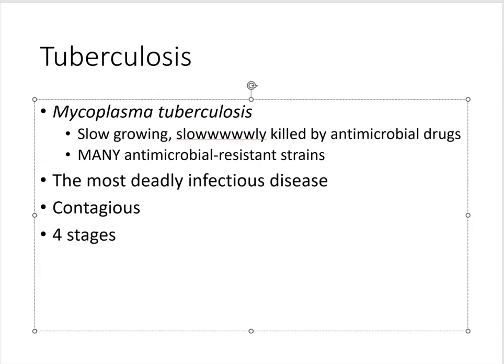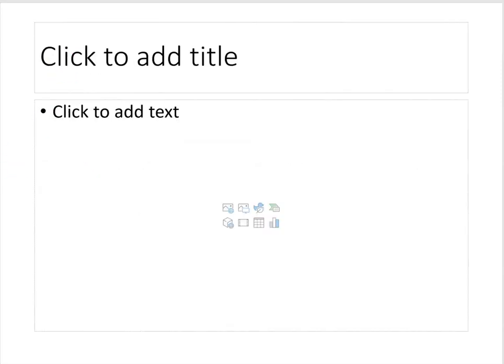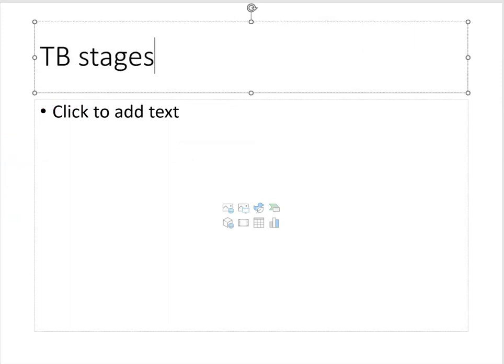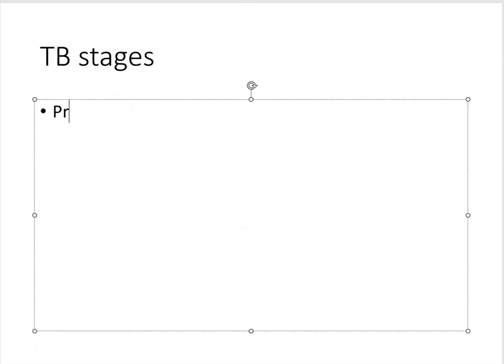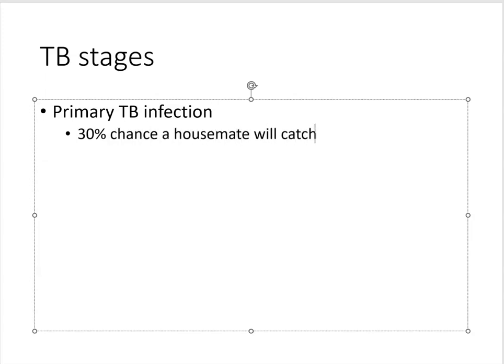I want you to learn the stages of tuberculosis. So, TB stages. The first stage is primary TB infection. So, stop the video and remind yourself, what is an infection? So, this is what happens if you catch it. So, there's something like a 30% chance a housemate will catch it. Something like that. So there's a good chance someone who lives in your house will catch it from you. And if they do, they get the primary infection.